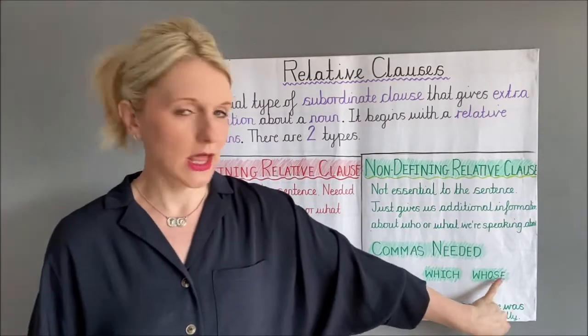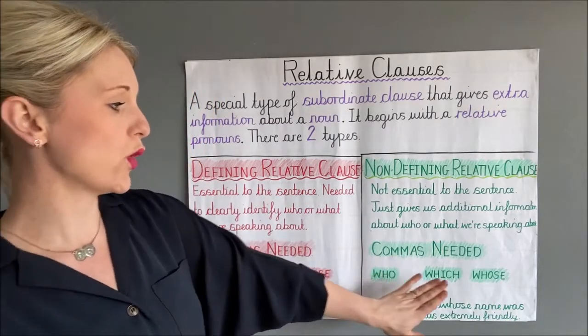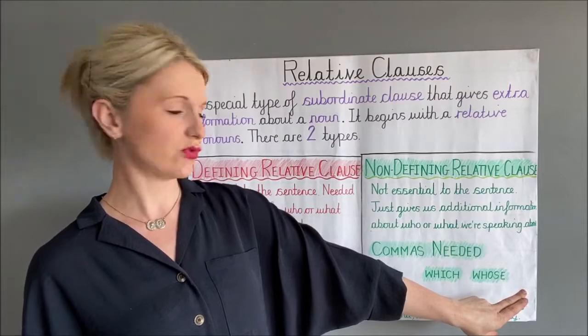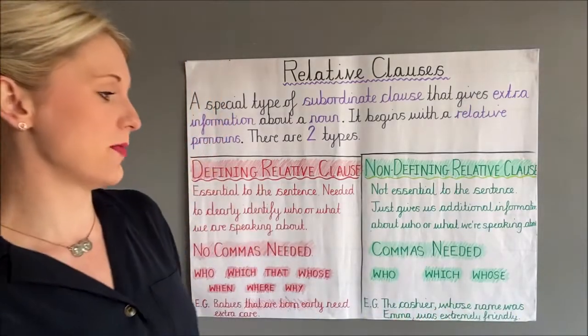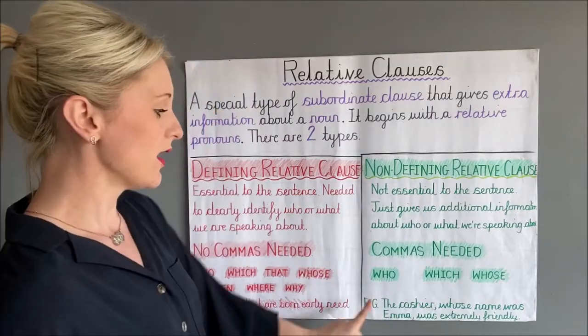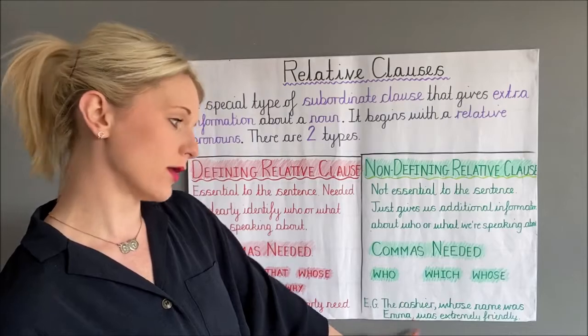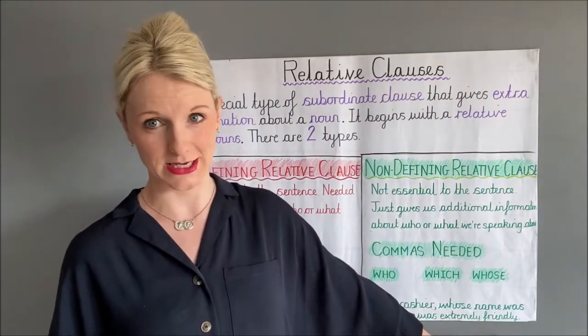There are only these three relative pronouns that would be used with these, so who, which, and whose. Okay, and an example of one of those would be this one. The cashier, so that's someone who works in a shop on the till. The cashier, comma, whose name was Emma, comma, was extremely friendly.